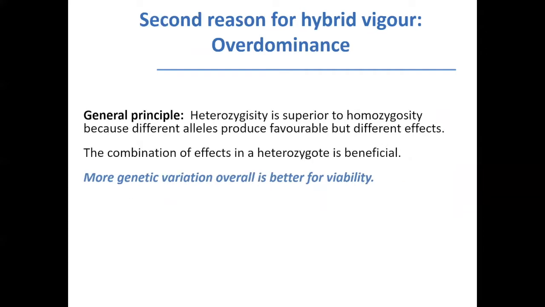The second reason for hybrid vigour is overdominance. The general principle here is that heterozygosity is superior to homozygosity because different alleles produce different yet favourable effects, whereby the combination of effects in a heterozygote is beneficial. Stated simply, more genetic variation overall is much better for the viability of offspring.